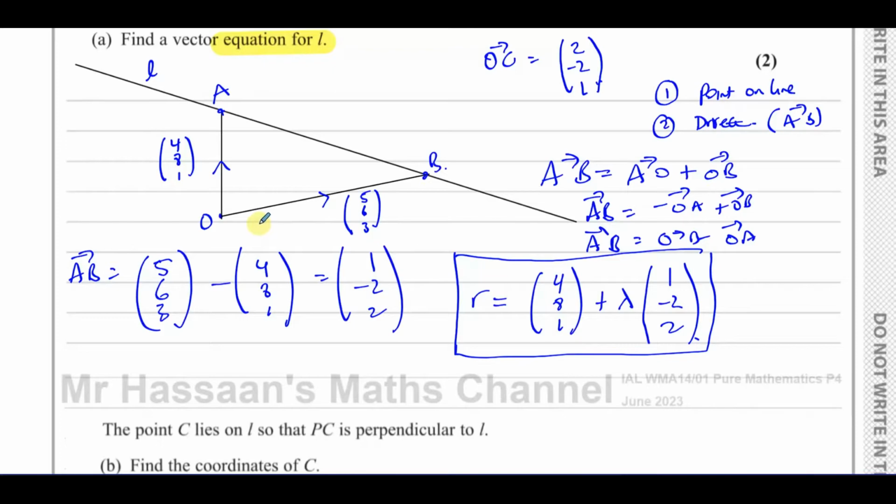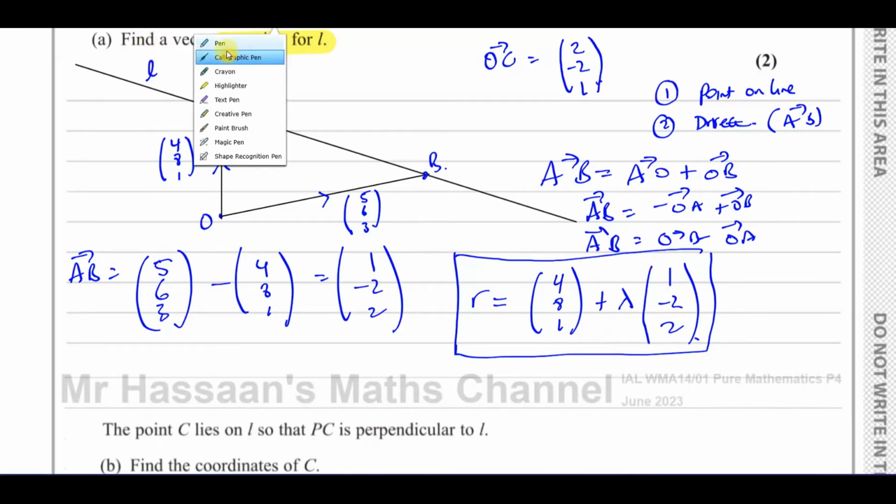All right. So for example, if you want to find where you will be when lambda equals 3, then you'd have to put 3 in here. So the first part will take you from here to there, and then 3 times this vector will take you somewhere along the line. It's going to be somewhere along the line because it's parallel to that direction. Okay, so that is the vector equation of the straight line, or a vector equation.